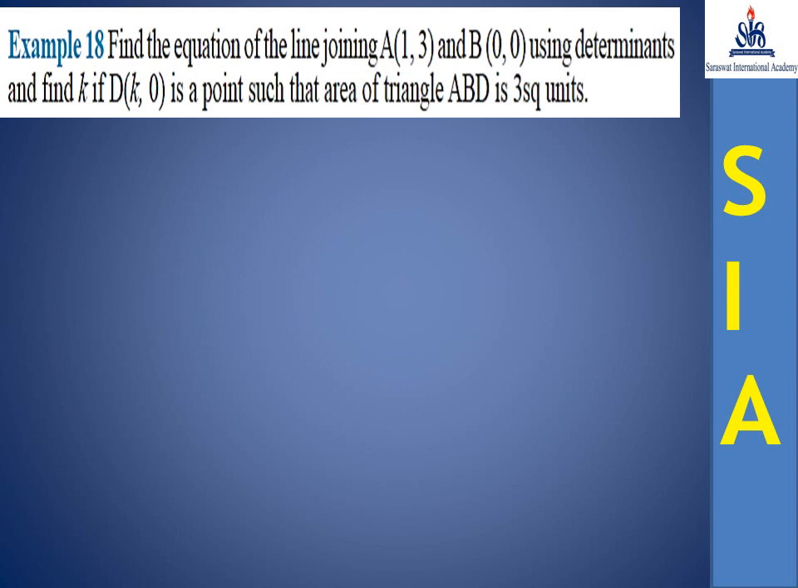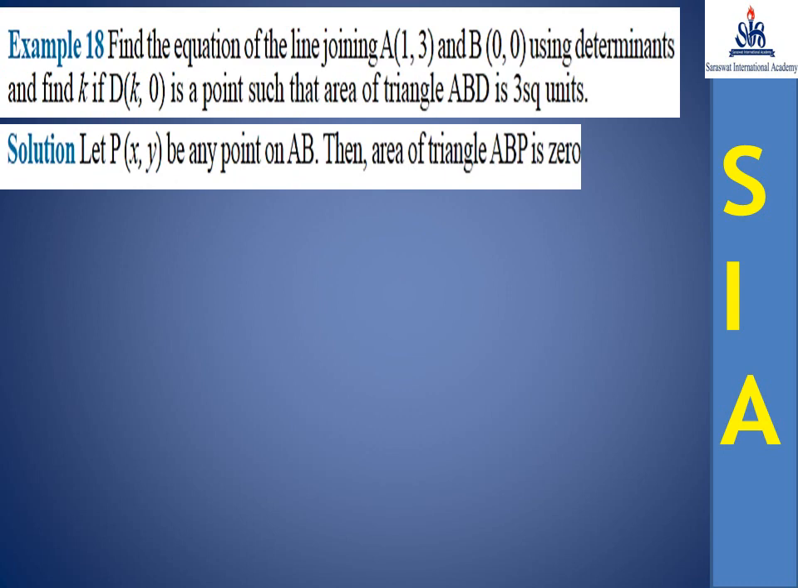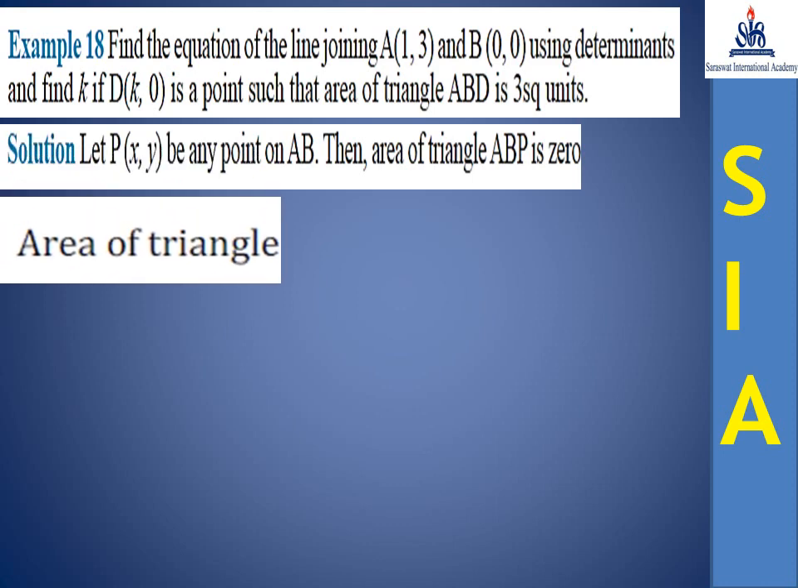Equation of the line joining A 1 3 and B 0 0. The third point I assume as P x comma y. Let P x comma y be any point on AB, so the area becomes 0, the area of ABP is 0. So the area of the triangle, you know the formula. Apply it with x1 y1 as 0 0, x2 y2 as 1 3, and x3 y3 as x y.